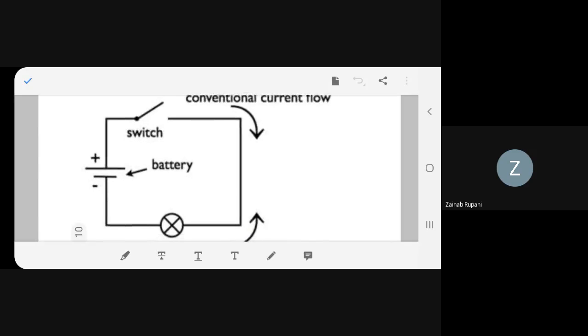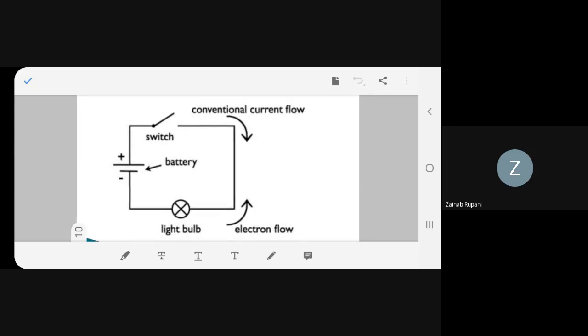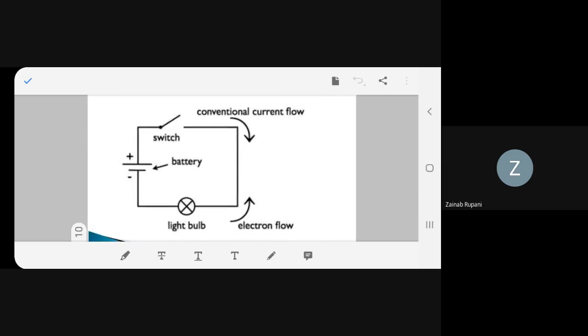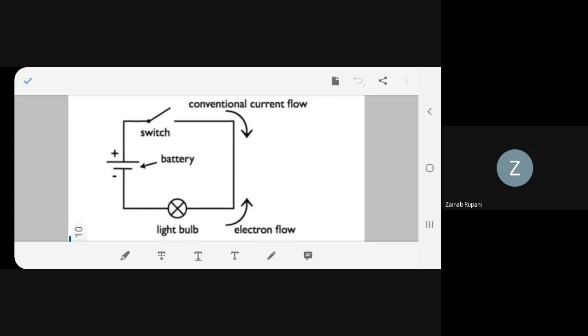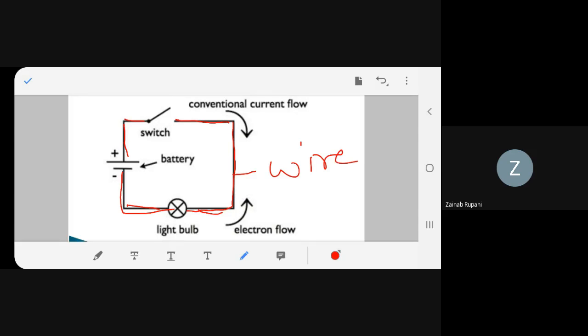First I will complete the whole circuit and then I will take part by part. Okay, beta? These are the conducting wires, the one which I am showing. Can you see me drawing, beta? Can you see the red colored marking? So what is it, beta? Wire. Agree?